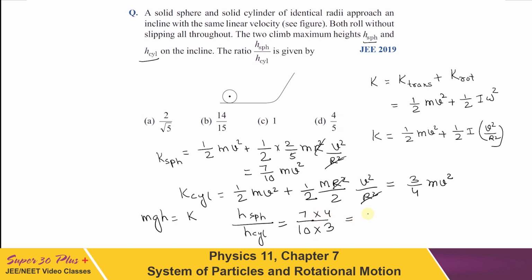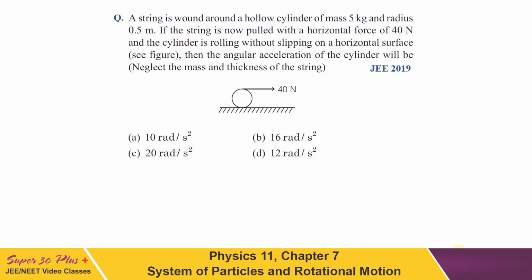That will be equal to 28 upon 30, which is 14 upon 15. And the correct option is option number 2. The next question is, a string is wound around a hollow cylinder of mass 5 kg and radius 0.5 meter. If the string is now pulled with a horizontal force of 40 Newton, as you can see here in the diagram, the cylinder is rolling without slipping on a horizontal surface.